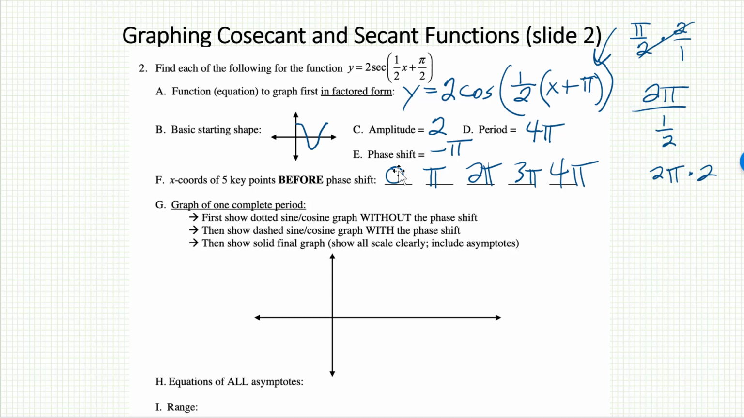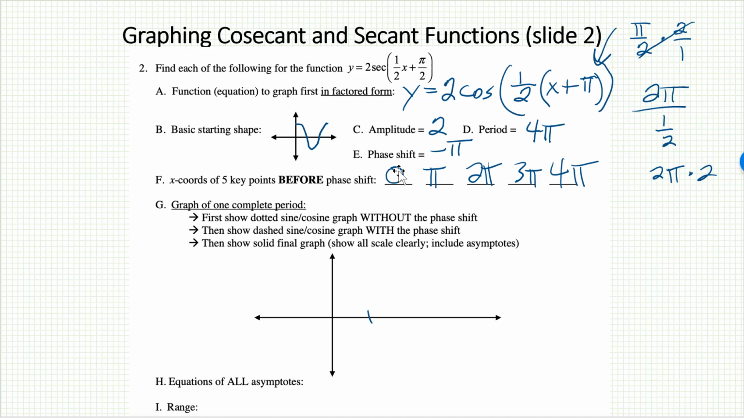Now, we're going to do several things if you read the directions there. We're going to start by graphing this cosine function. We'll make it dashed. We'll do it without the phase shift first. Then we'll do it with the phase shift. Then we can put on our final secant function.